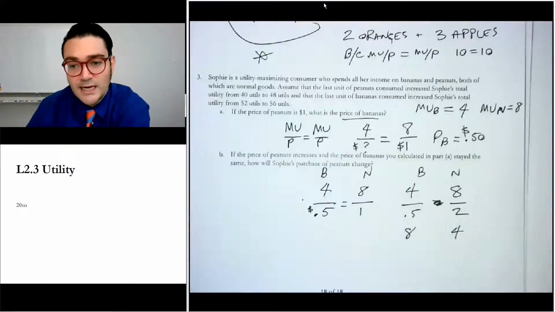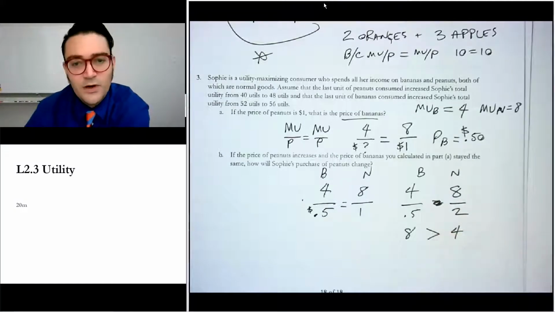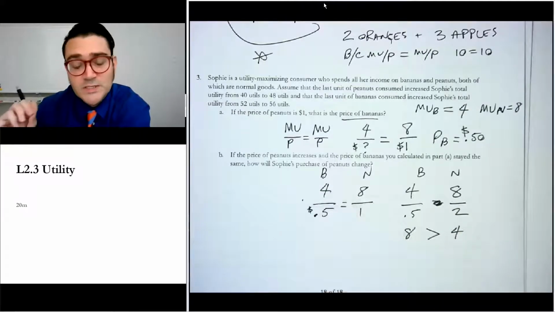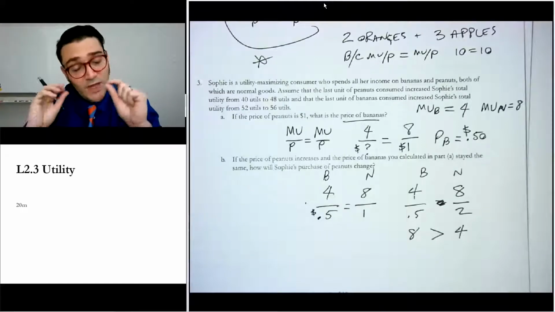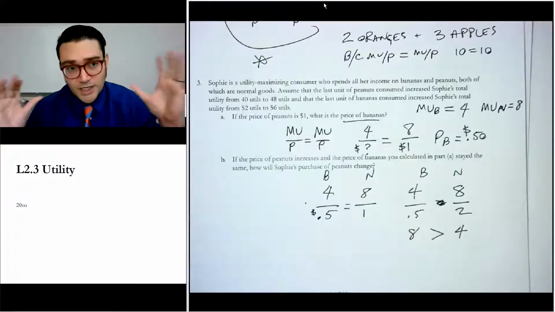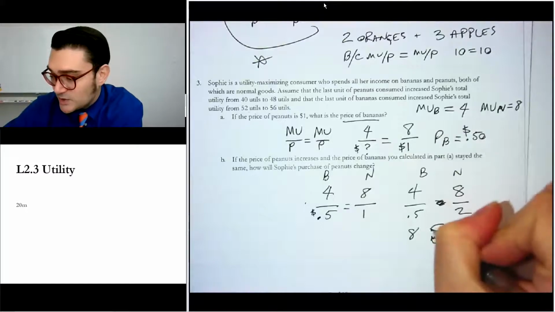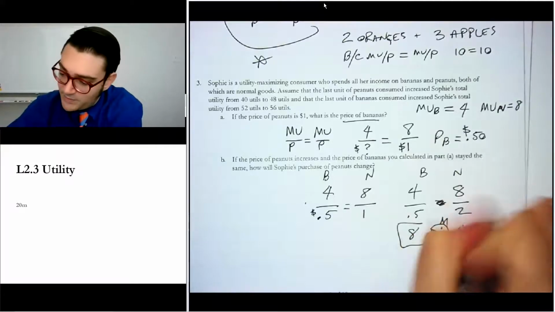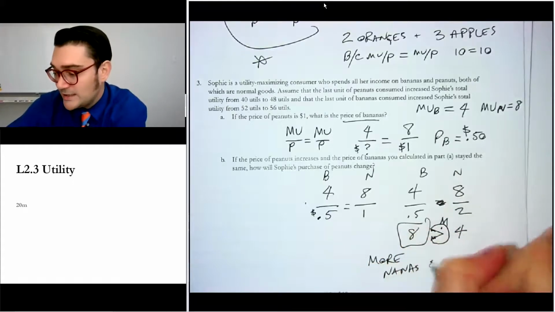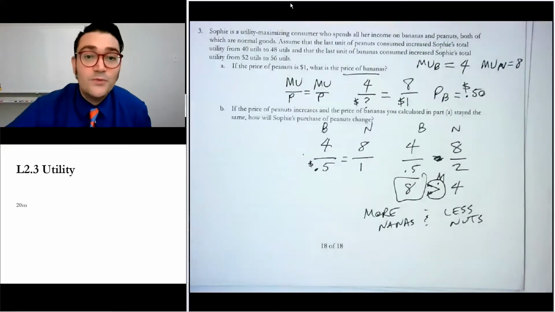So which one's bigger now, right? The bananas or the nuts? Which one has the bigger one? Well, it's the bananas. 8 is bigger than 4. And so how will Sophie's purchase of peanuts change? Remember what I told you in the previous video was, if they aren't equal, you should consume more of the thing that gives you the larger MU over P. Remember, we've got our little Pac-Man, and he's got teeth, and he wants to eat more of the bananas. So they're going to consume more bananas and less nuts. There's your answer. Hopefully that helps you. I'll see you next time.